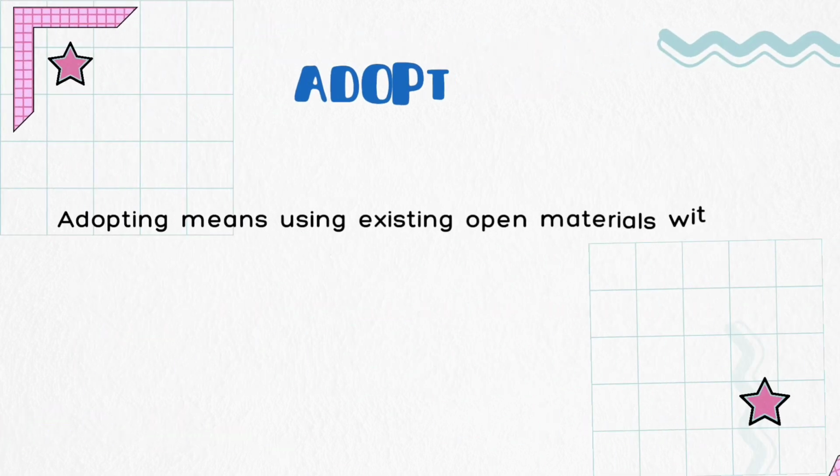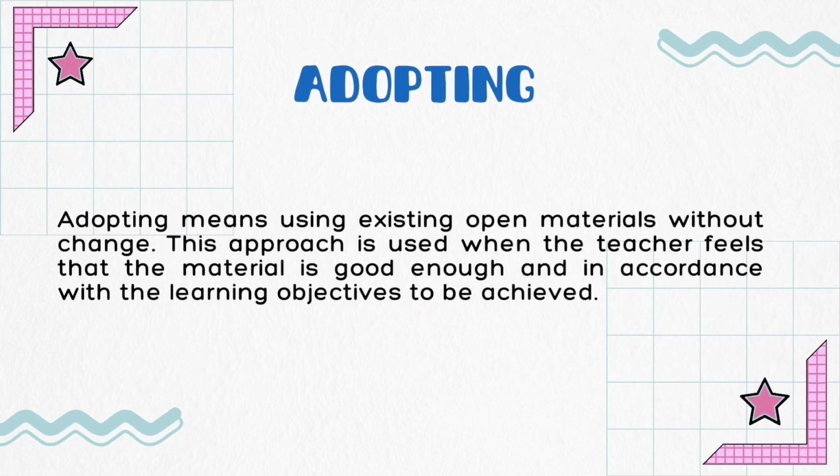The next discussion is about adopting. Adopting means using existing open materials without change. This approach is used when the teacher feels that the material is good enough and in accordance with the learning objectives to be achieved. This second strategy is important in language teaching because it helps teachers ensure that the teaching materials used are effective and can meet students' learning needs.